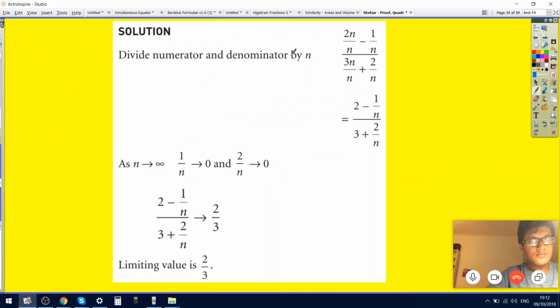So divide numerator and denominator by n. They simplified it and so did we. As n tends towards infinity, 1 over n tends towards 0 and 2 over n tends towards 0. They didn't even bother replacing the 1 over n with 0. But yeah, there you go.